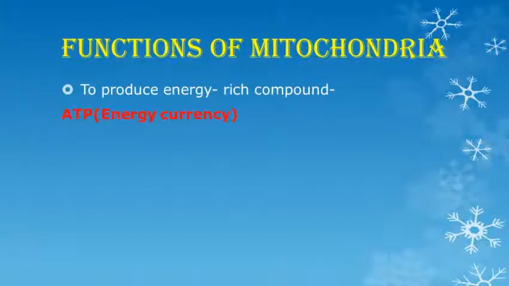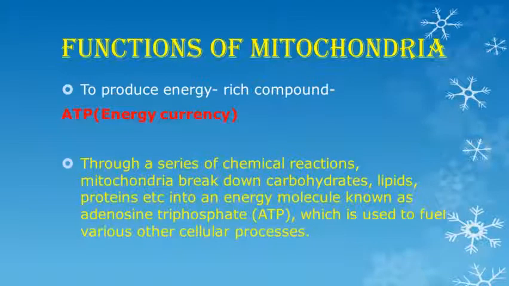So why is ATP known as the energy currency? Because this is a molecule which gives energy to the cell, and plant cells have less mitochondria than animal cells. Through a series of chemical reactions, mitochondria break down carbohydrates, which means glucose, lipids, proteins, etc. into an energy molecule known as adenosine triphosphate, which is used to fuel various other cellular processes.